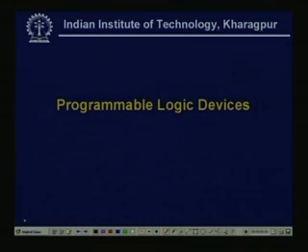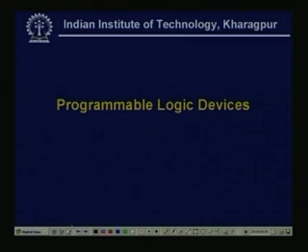In the last class, we have read the design of programmable logic array. We have seen how one PLA can be designed for a set of output functions. Now, today we will continue the discussion on the programmable logic devices. First, we will see what will be the general structure of a PLA design.